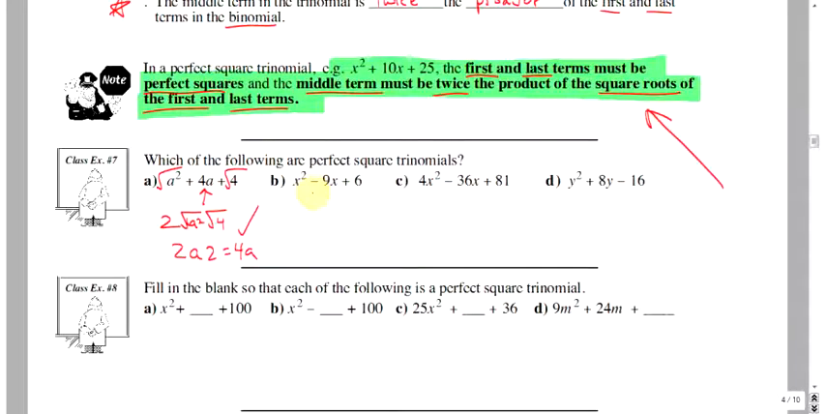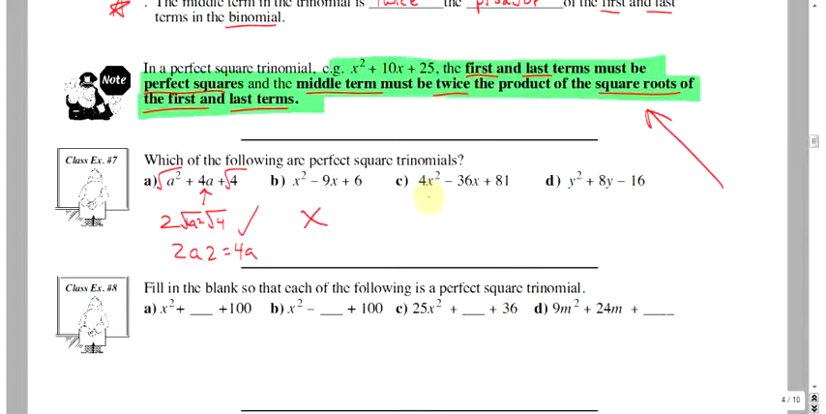Let's look at the next one. Dannon, quiet please. Can I take the square root of x squared? Is that a perfect square? Yes. Can I take the square root of 6? Is that a perfect square? No. You're done. That's not a perfect square trinomial.